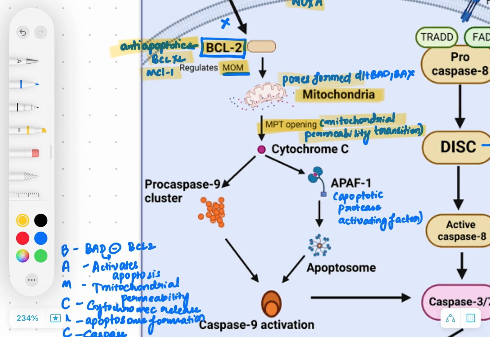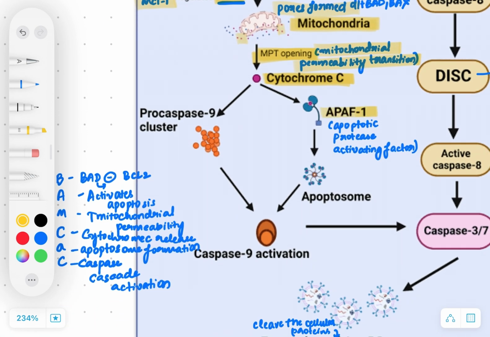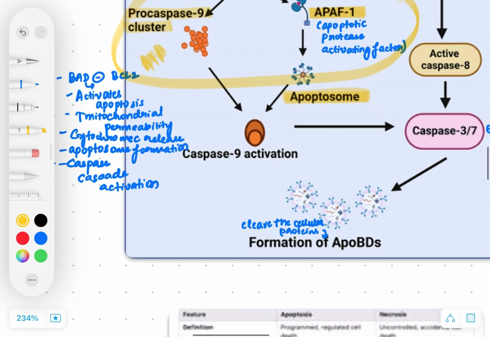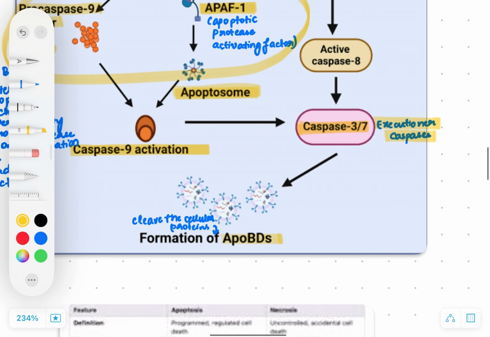This leads to release of the cytochrome C. The cytochrome C released from the mitochondria, along with the apoptotic protease activating factor 1 and the procaspase 9 cluster, all three together lead to formation of the apoptosome. This is an ATP dependent thing, so apoptosis requires ATP. This apoptosome will lead to caspase 9 activation, which further leads to caspase 3 and 7 activation. These are the executioner caspases which lead to formation of apoptotic bodies.